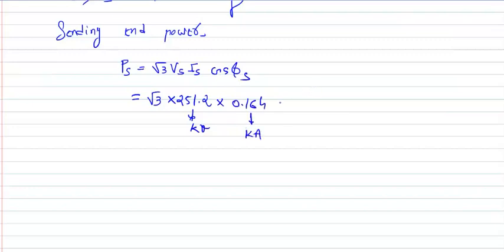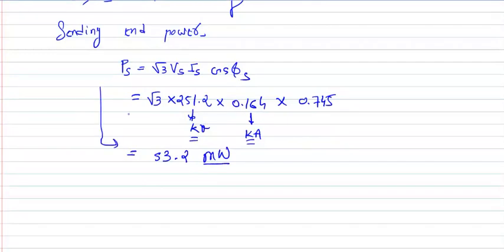And cos phi s that we have calculated is 0.745. So if we do this multiplication, the answer is 53.2 megawatt. Why is it in terms of megawatt? Because this is in terms of kilovolt and this is in terms of kiloampere. So this is the answer in terms of megawatt. So this is the sending end power.